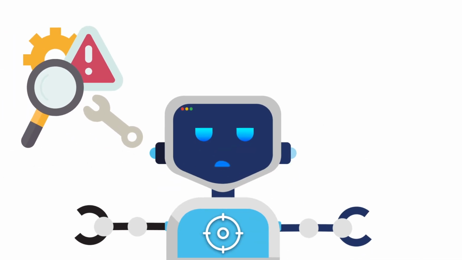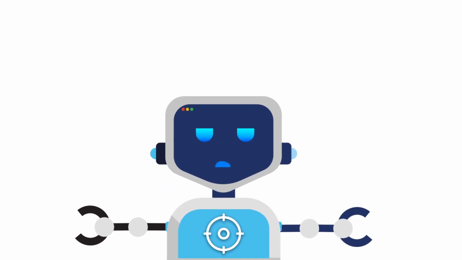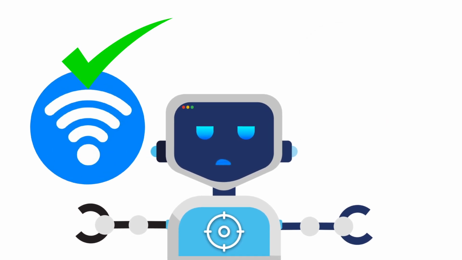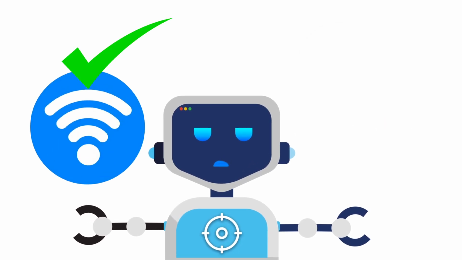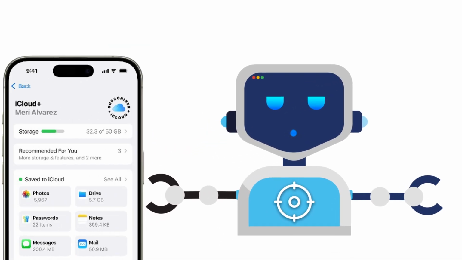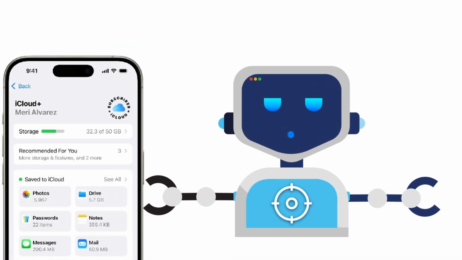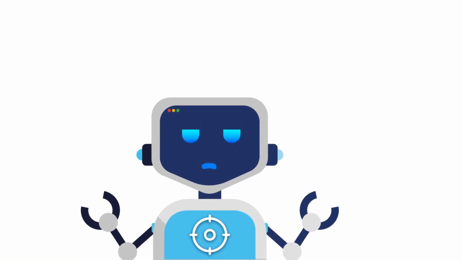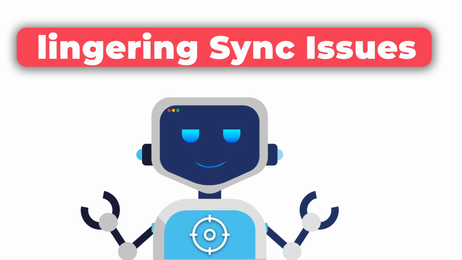Now let's address some common issues you might face. If you experience sync problems, first check your Wi-Fi connection. Make sure both your devices are connected to the same network. Also, double-check your iCloud settings to ensure syncing is enabled for the apps you want to use. Sometimes, logging out of iCloud and back in can resolve lingering sync issues.